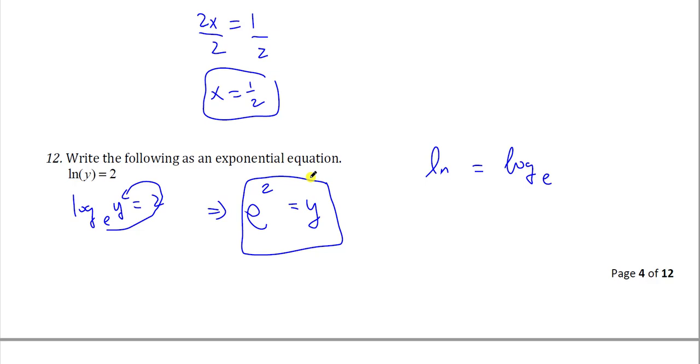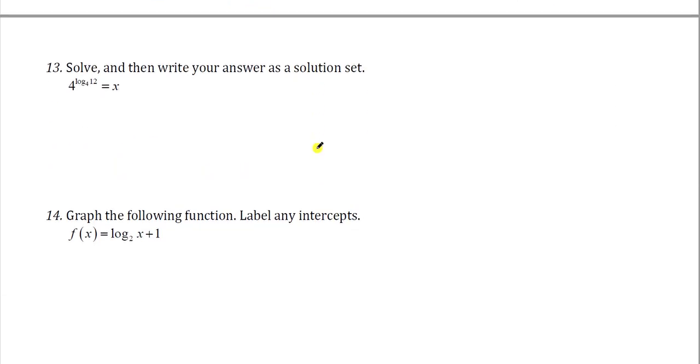Okay, let's go to the next question, number 13. So this problem asks to solve and then write your answer as a solution set. Now this is 4 to the power of the log base 4 of 12 equal x. This means we are looking for the value of x.